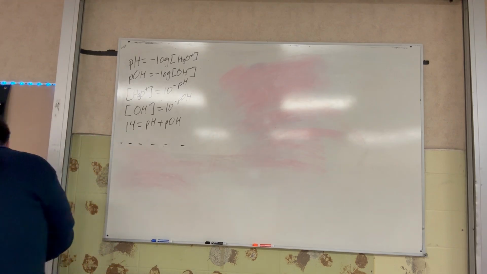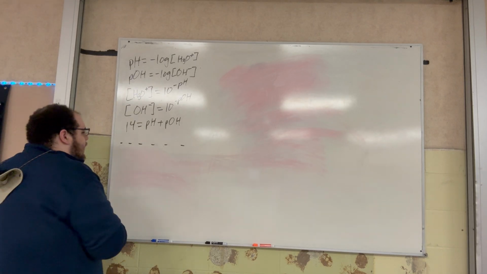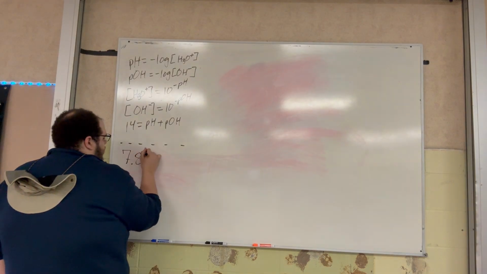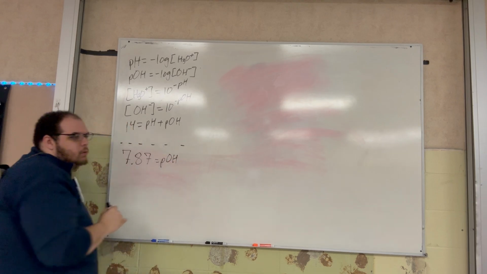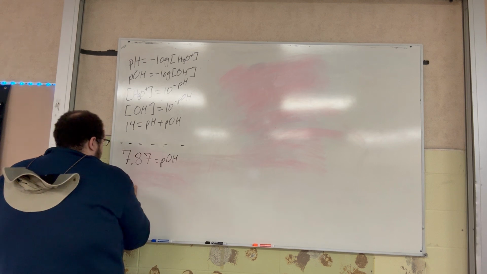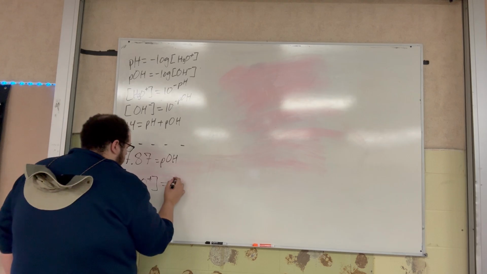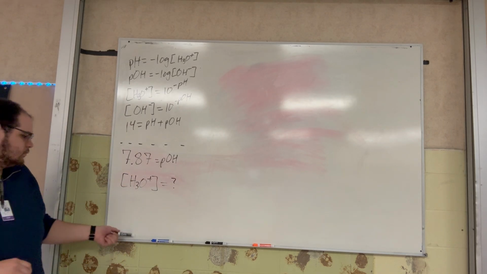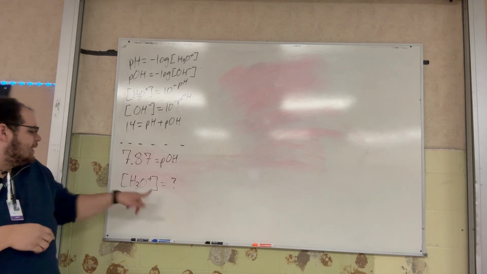7.87. What is that? POH. What am I solving for? We're going to say it's the concentration of H3O plus again because we're talking about an acid. I'm given POH. I need to find H3O plus.